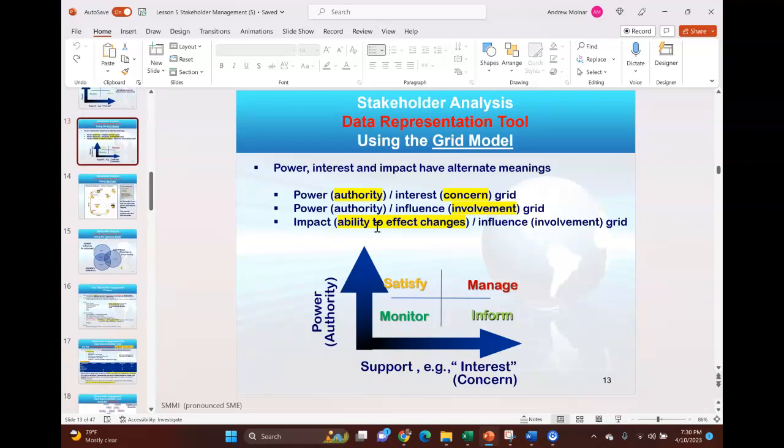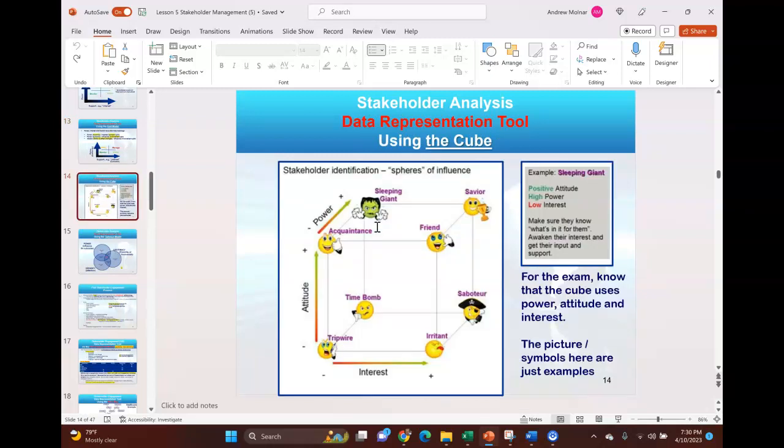Now, the grid is only one way to demonstrate your stakeholders' interest, power, influence, etc. Another one is called the cube, and it's really a three-dimensional object. So notice you'll read over here, the example is the sleeping giant.